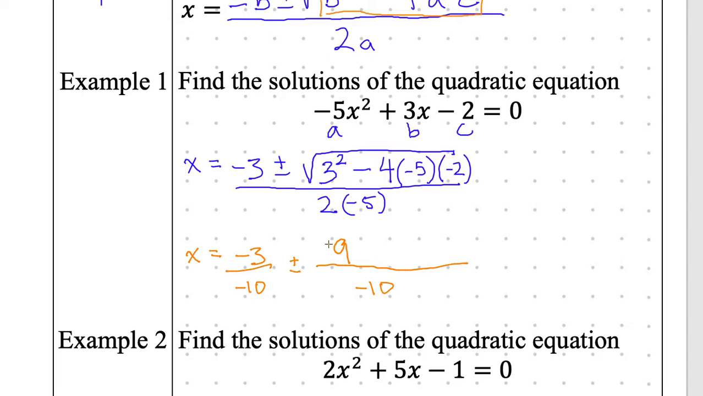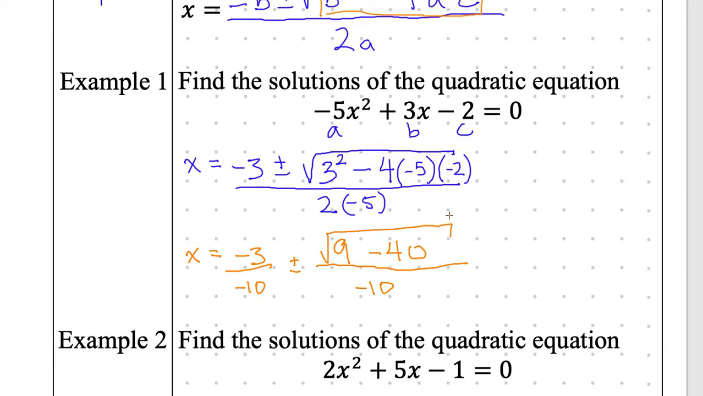I need someone to multiply these 3 numbers together. Who can multiply these things together? Negative 4 times negative 5 should be altogether a positive 20. What is a positive 20 times a negative 2? Negative 40. So I'm going to write this down. It's going to be 9 minus 40, all of that inside of the square root.